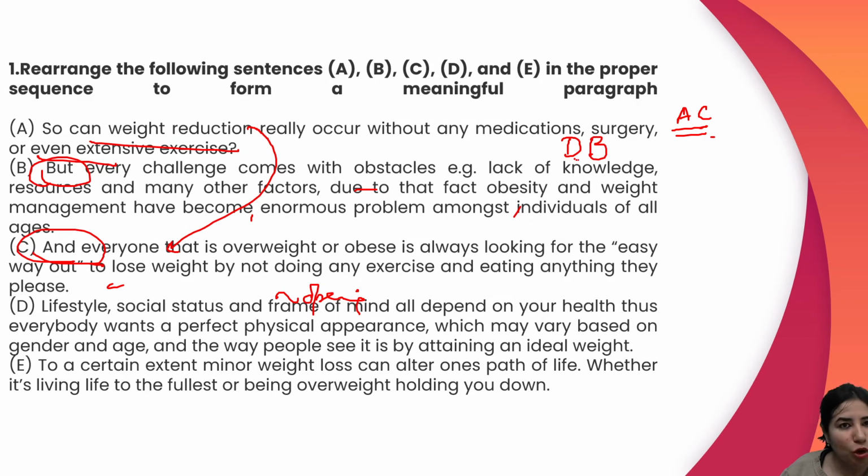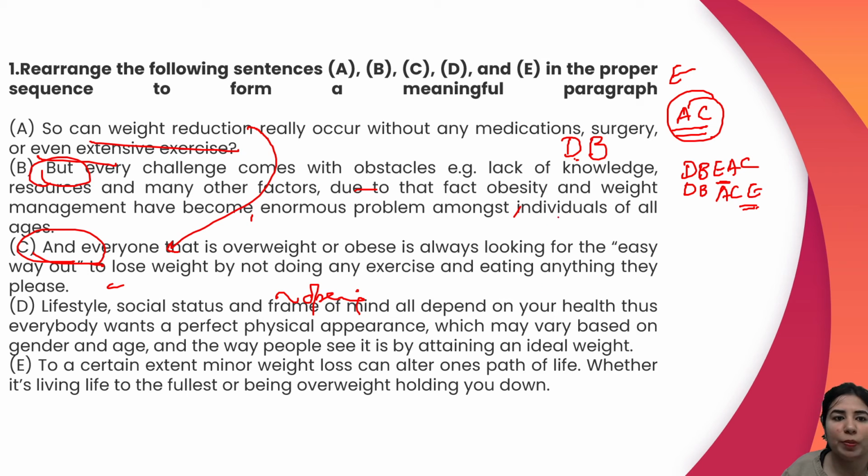Now you have DB sorted. D is definitely beginning the discussion. We have AC as a mandatory pair and we need to fit statement E. So there are two combinations possible. Either we go for DBAC or we go for DBACE. Right? If we take a look at E, E doesn't look like a good way to close the discussion. Minor weight loss can alter one's path of life, whether it's living life to the fullest or being overweight holding you down. If you place E here, B and E show some connection.